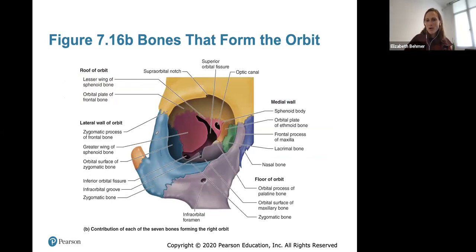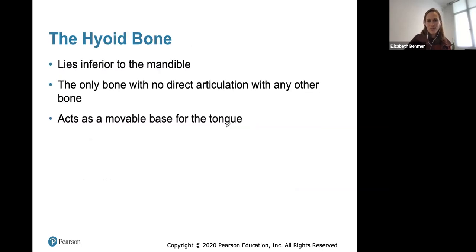Bones that form the orbit are shown here. So you have your sphenoid bone, frontal bone, zygomatic bone, infraorbital bone, lacrimal bone. So different bones that help. The ethmoid bone sneaks in there. So different bones that form the orbit.